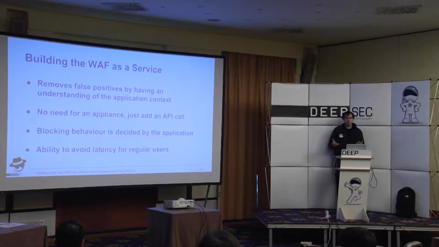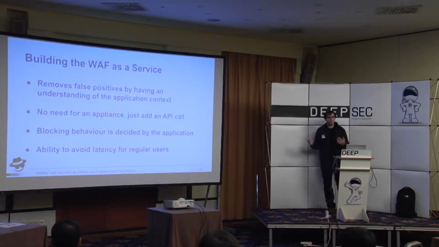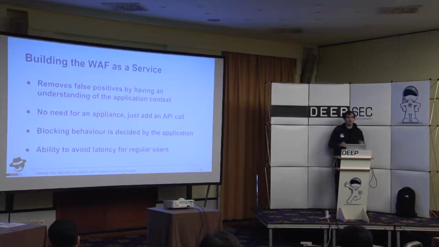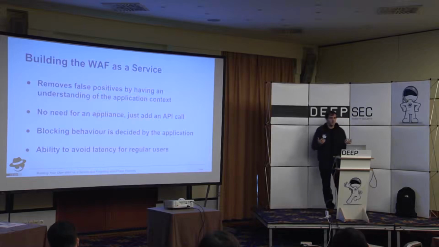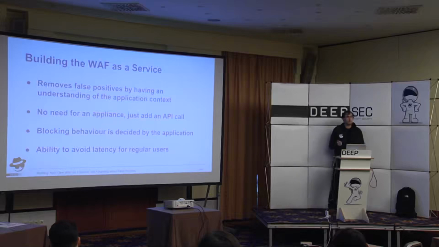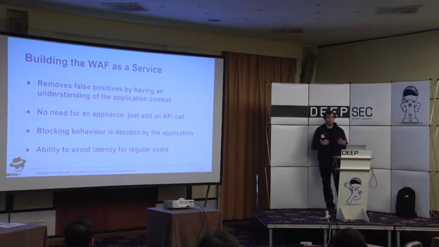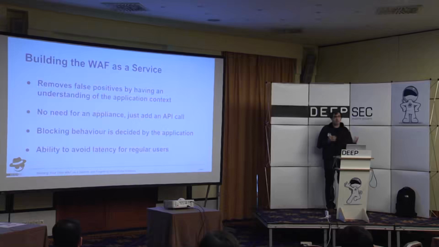So I ended up with this approach of building the WAF as a service, which I will go into details, but basically looking into these different problems and solving them. So for example, the false positive rate: instead of just treating each event as a single event to consider, getting the context around each event to be able to decide if you want to block it or not. Not using an appliance, but an API call, which is something that developers are very used to, just interacting with a web service. Blocking behavior will be decided by the applications themselves, depending if you use a library or an agent. This might change how they decide it, but in the end, the application itself would know how they want to treat something they want to block. And of course, removing the latency for regular users, which was one of the biggest pain points here.